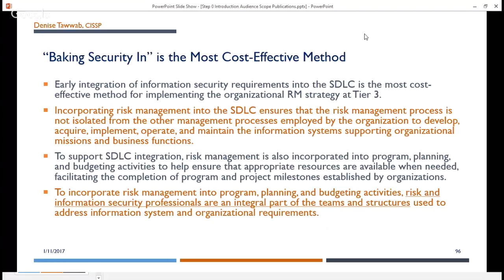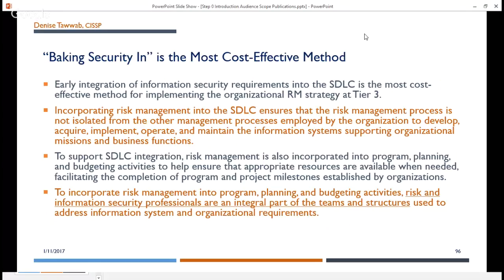Baking security in, and if you've been in information security for a minute, you've heard that term. Baking security in is the most cost-effective model. Early integration of information security requirements in the SDLC is the most cost-effective method for implementing the risk management strategy at Tier 3. The sooner you start thinking about security in the process, the better you can do it and the less it's going to cost you.